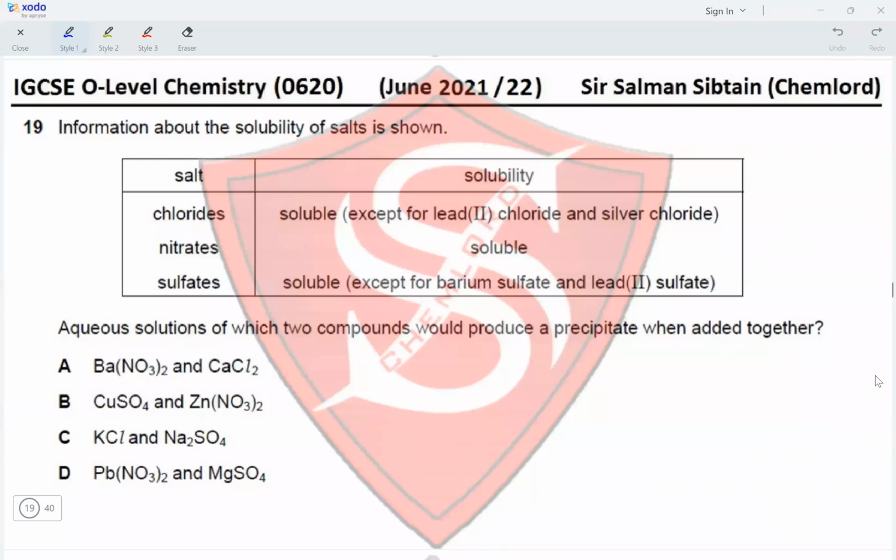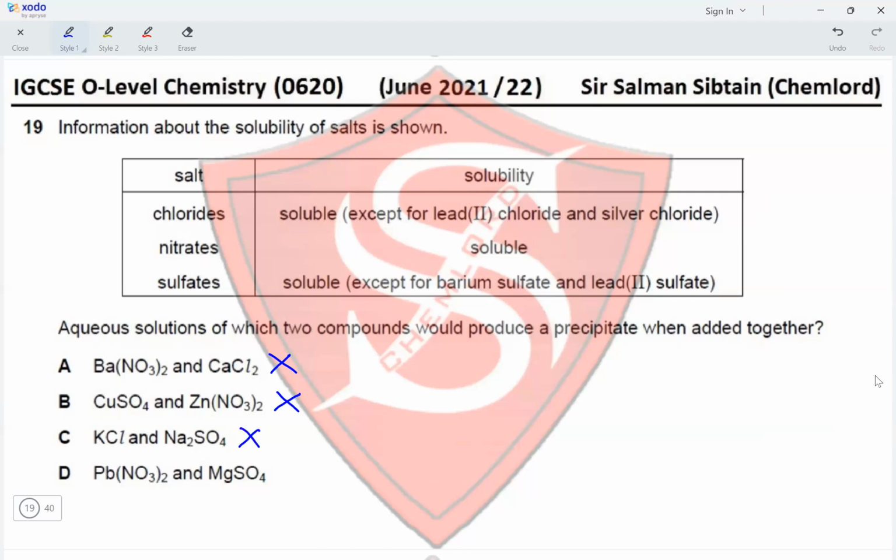Question 19. Information about the solubility of salts is shown. Chlorides are soluble except for lead 2 chloride and silver chloride. Nitrates are all soluble. Sulfates are all soluble except for barium sulfate and lead 2 sulfate. Aqueous solutions of which two compounds would produce a precipitate when added together? Barium nitrate and calcium chloride would produce barium chloride, which is soluble, and calcium nitrate, which is soluble. So, no precipitate. Copper sulfate and zinc nitrate will produce copper nitrate, which is soluble, and zinc sulfate, which is soluble. So, no precipitate. Potassium chloride and sodium sulfate would form potassium sulfate and sodium chloride, both of which are soluble, so no precipitate formed.